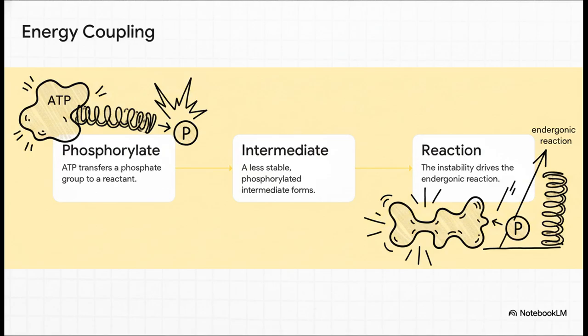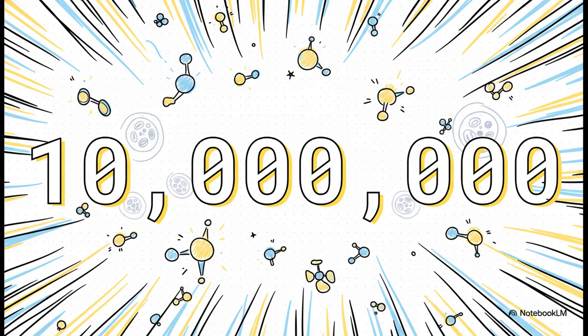The cell is essentially taking the explosive breakdown of ATP and using it to forcefully push an uphill reaction forward. Now, because ATP is consumed practically the very millisecond it's made, it has to be continuously regenerated. In fact, a single working muscle cell in your body right now consumes and regenerates 10 million molecules of ATP per second. Let that sink in for just a second. 10 million ATP molecules per second, per cell. It is literally mind-blowing. That is the staggering reality of human metabolism.